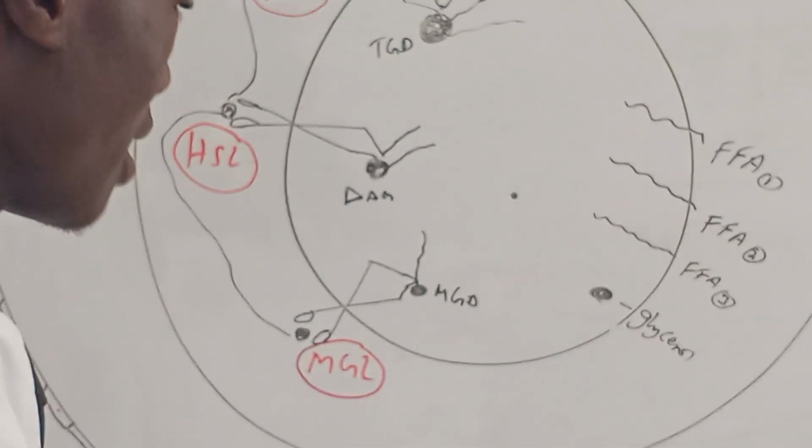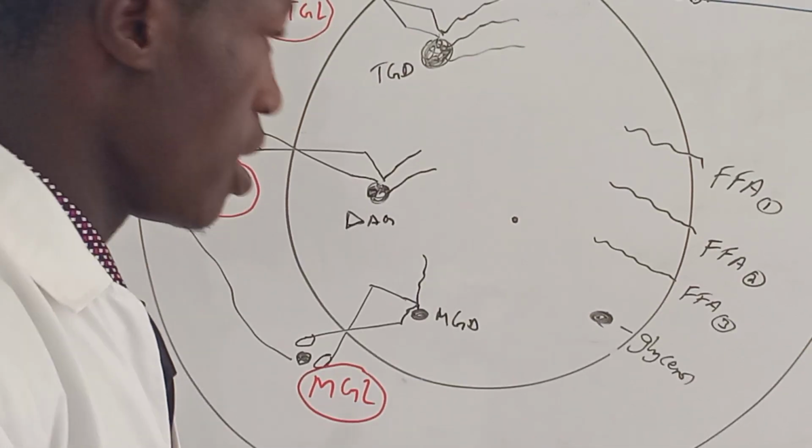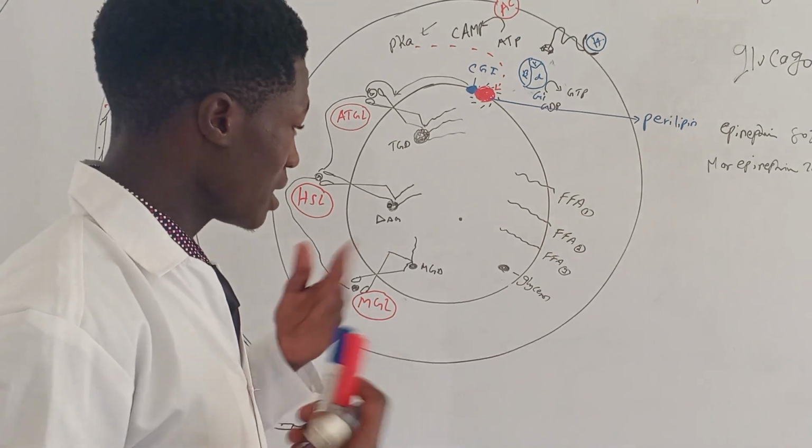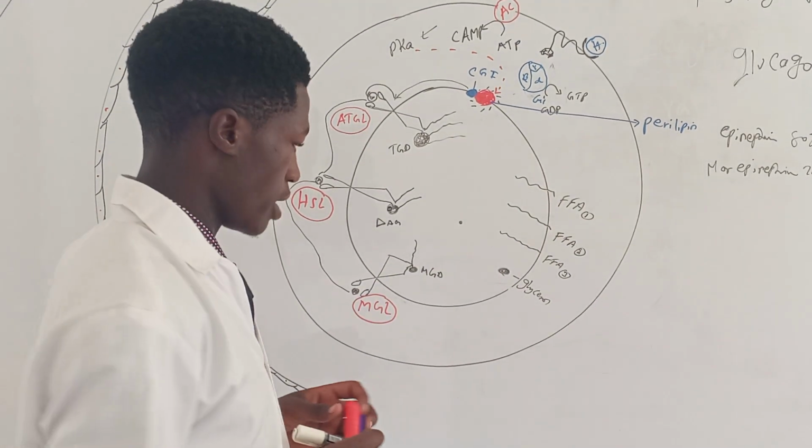Now, guys, we have done the mobilization. We have broken down the triglyceride into its individual components. We have the three fatty acids and a molecule of glycerol. Now, I want to see where we are going to take these components of triglyceride.